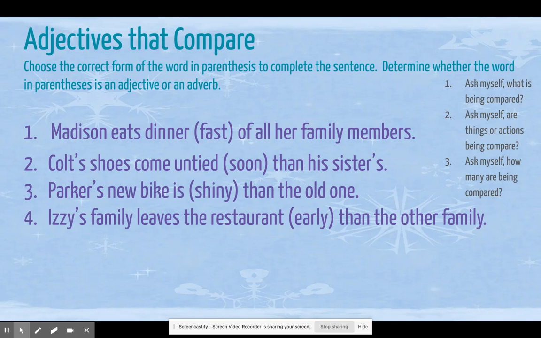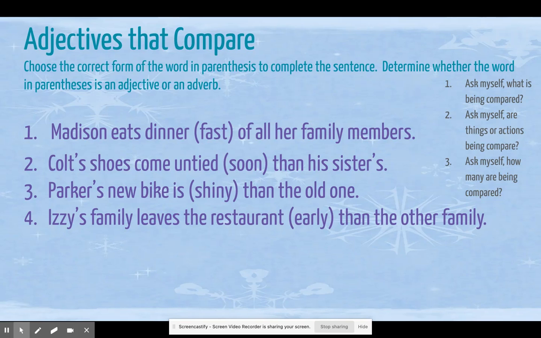Izzy's family leaves the restaurant early than the other family. What is the correct word to replace early? You should have said earlier. And is earlier an adjective or an adverb? It is an adverb. So we have to look at asking ourselves the question, what did it compare? It compared when the families leave the restaurant. That's an action. When they leave is an action.